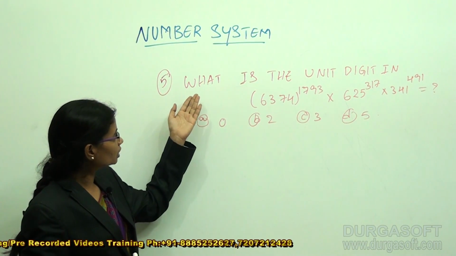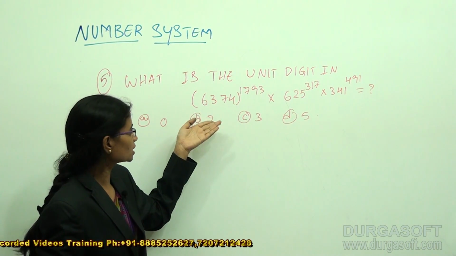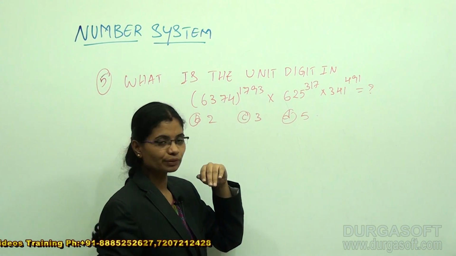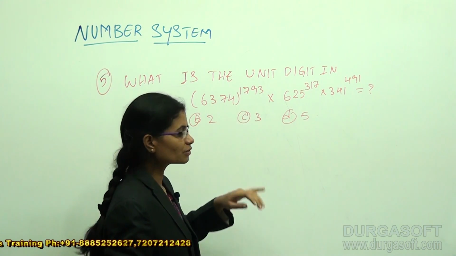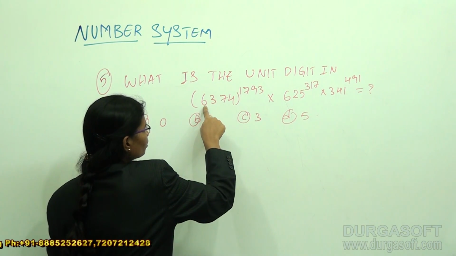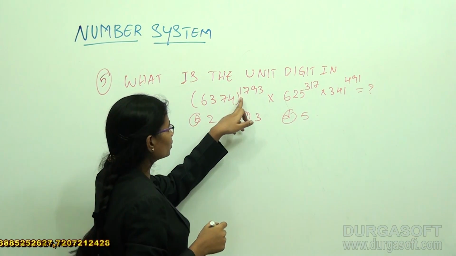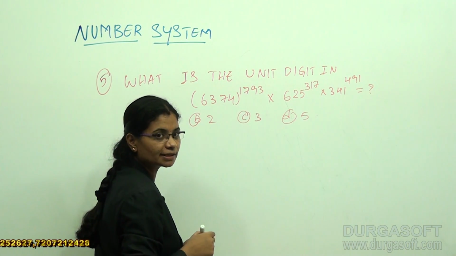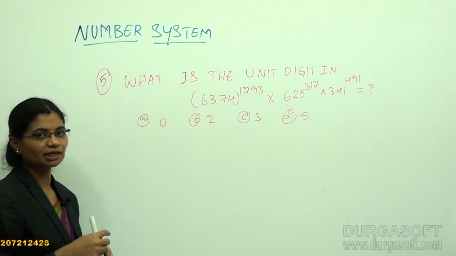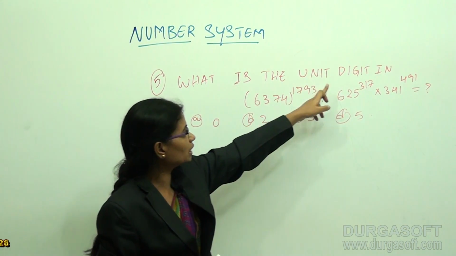Let's see the fifth problem. What is the unit digit in this? We have to find out the unit digit. If we see here, there is a big calculation, that means we have to make lots of calculations. It is not possible for us to find out the power of 6374 raised to the power 1793. That means it will take lots of time for us to calculate the power value. Only if we calculate, then we will get the unit digit, right?